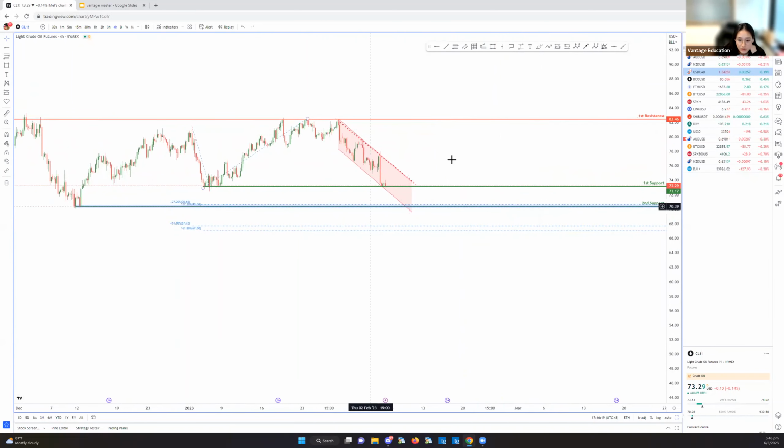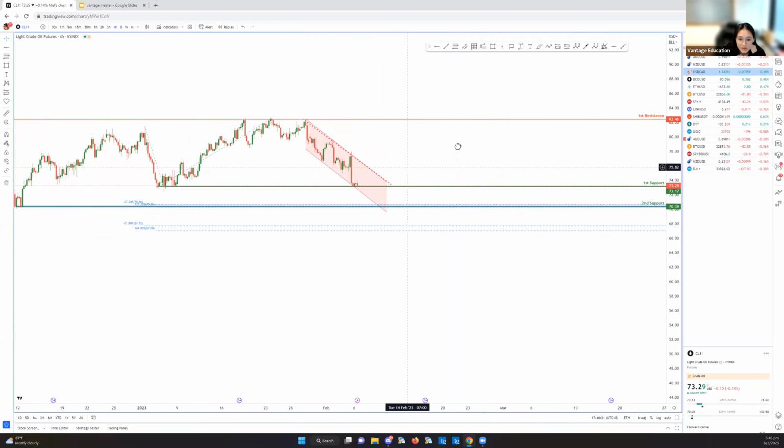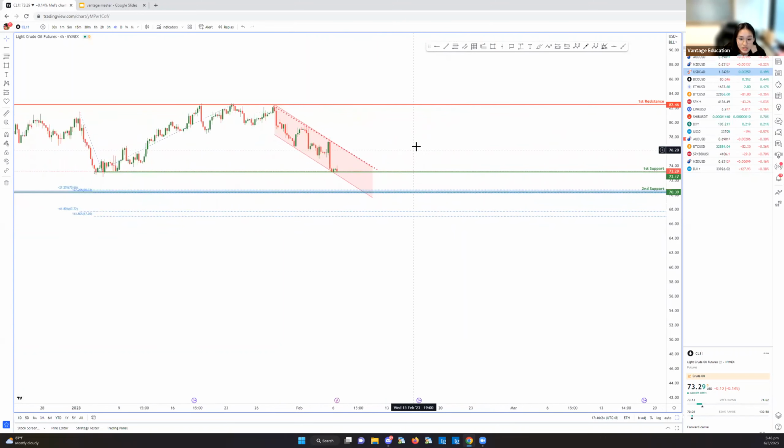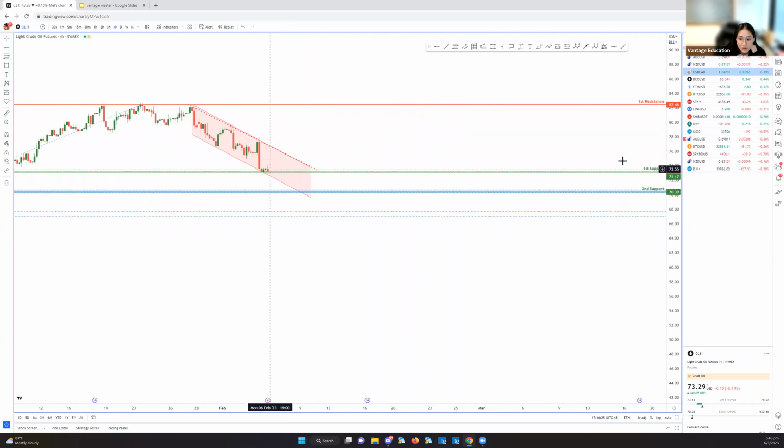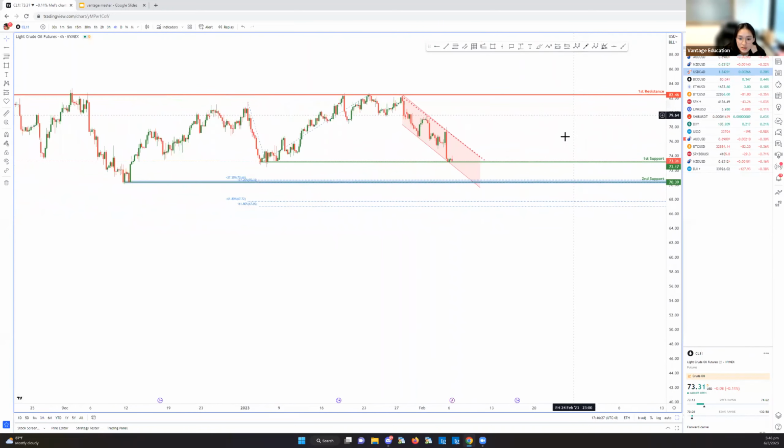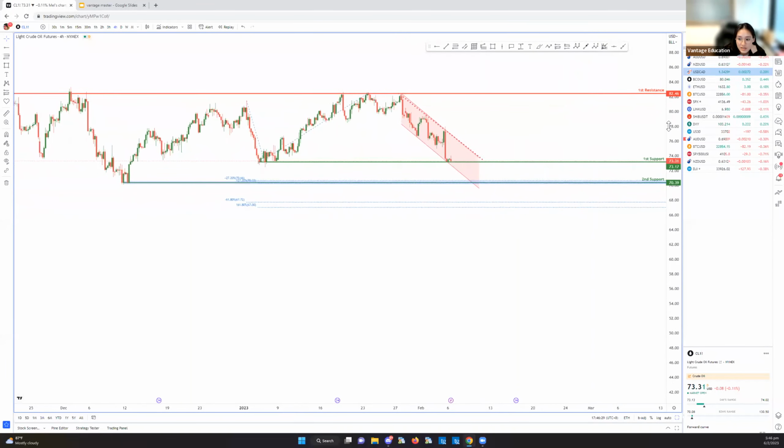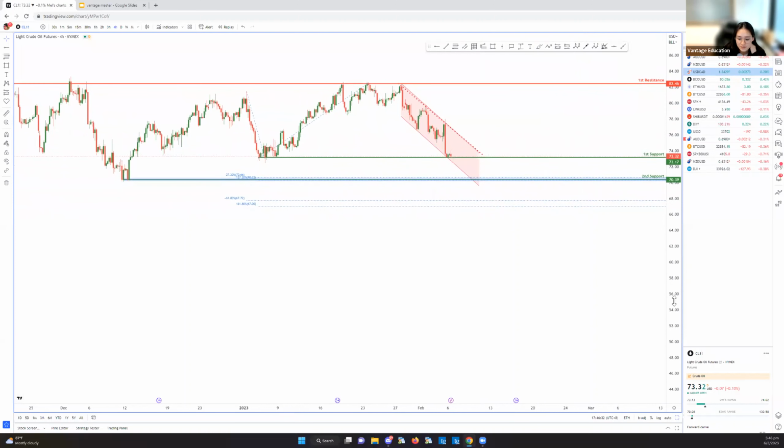But of course, before we do anything with this area, we have to wait for price to break through our first support level at 73.17.